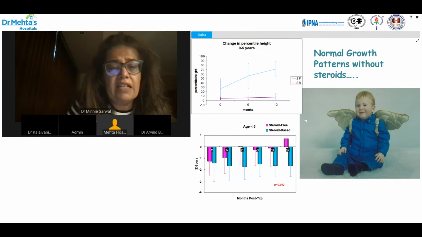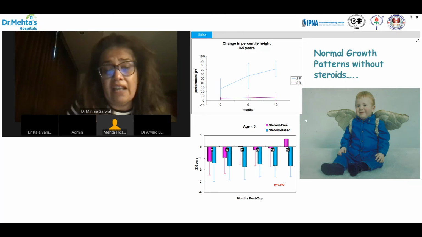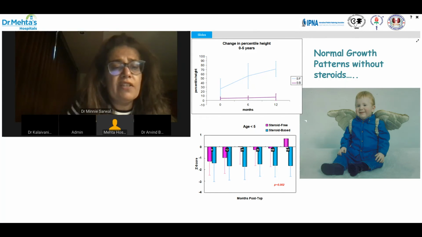now growing at a greater pace than their age-matched peers who are healthy. So this shows that the potential for catch-up growth is huge if we can give these children a well-functioning kidney, and we can avoid giving them a lifetime of maintenance steroids.